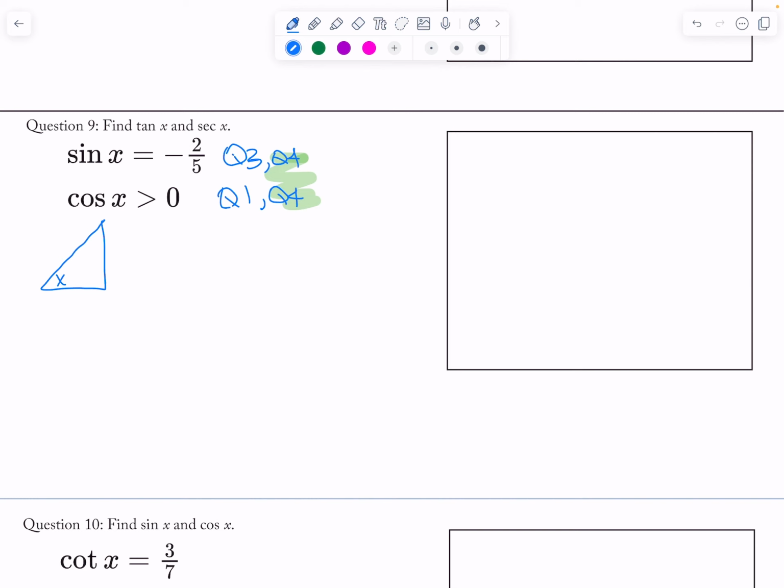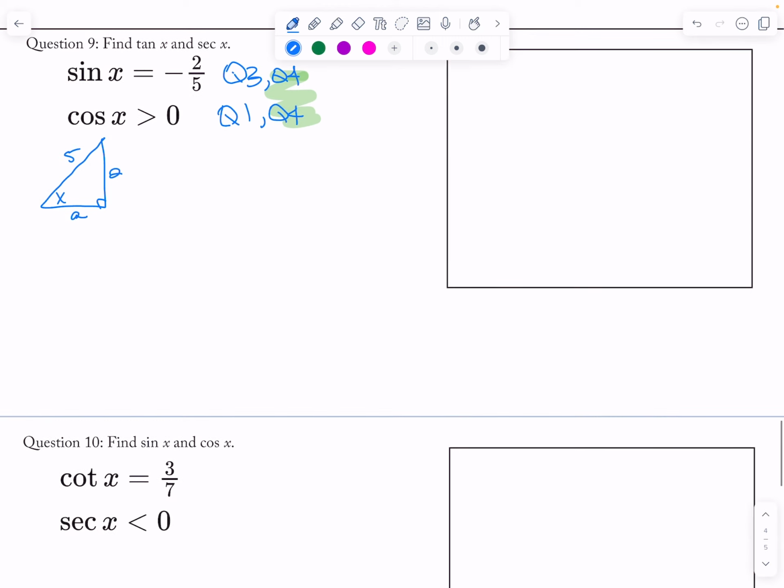Okay, so here's my x. Here's my right angle. My opposite side is 2, my hypotenuse is 5, and so I have a. So a squared plus 2 squared is equal to 5 squared. So a squared plus 4 is equal to 25, a squared is equal to 21, so a is the square root of 21.